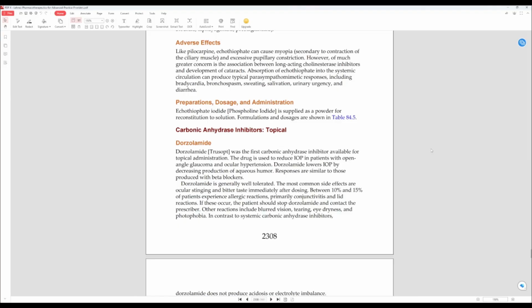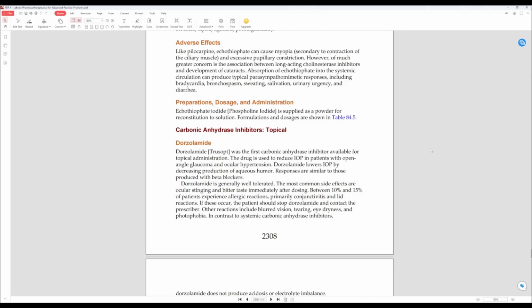Like pilocarpine, ecothiophate can cause myopia and excessive pupillary constriction. However, much of the greater concern is the association between the long-acting cholinesterase inhibitors and the development of cataracts. Absorption of ecothiophate into the systemic circulation can also produce typical parasympathomimetic responses, which include bradycardia, bronchospasms, sweating, salivation, urinary urgency, and diarrhea.